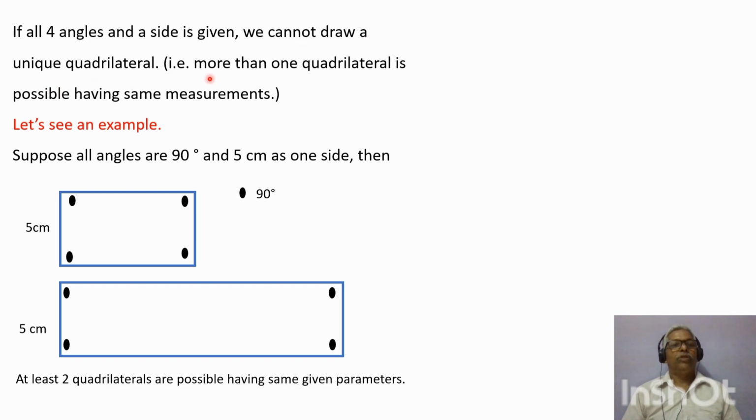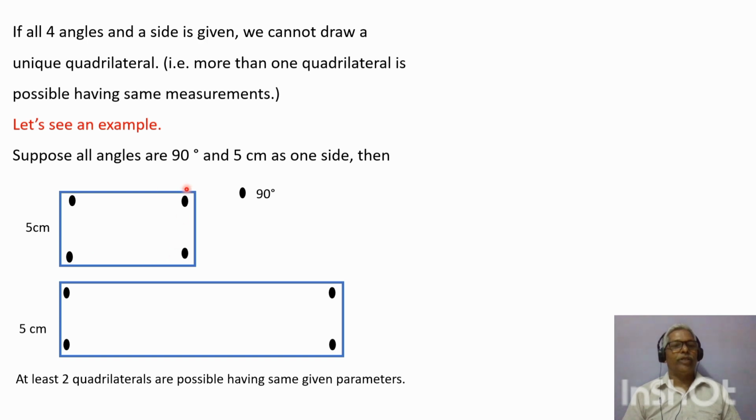That means more than one quadrilateral is possible having the same measurements. We will elaborate on this. Let us see an example. For simplicity, we are taking all four angles as 90 and one side is 5 centimeters. So these are the five parameters. We were talking about five parameters, but not any five. These are arbitrarily chosen five parameters: all angles are 90 and one side is 5 centimeters.